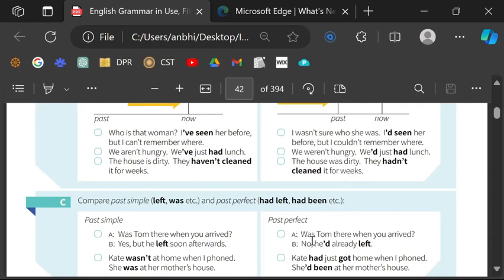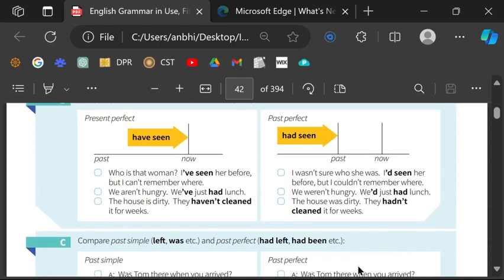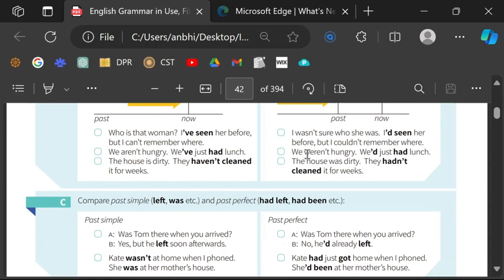But in this case, was Tom there when you arrived? No, he had already left. So this means I arrived in this point in time. He had already left. This means before. Okay?